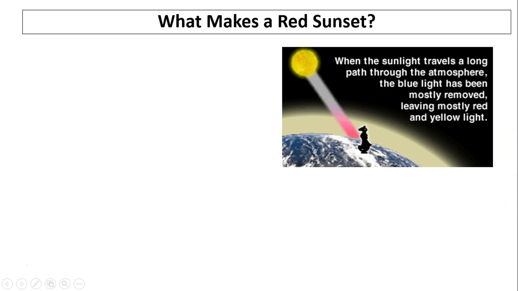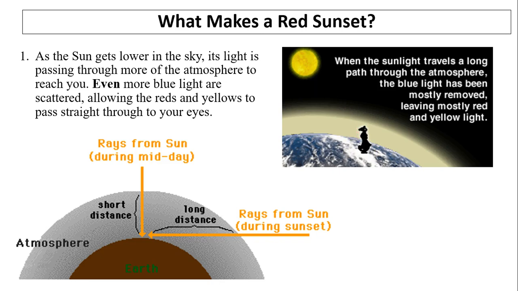Now, what makes the sunset red? As the sun gets lower in the sky, its light passes through more of the atmosphere to reach us. So here's the sun at midday, and here's the sunset in the evening. The distance is much longer. That means even more blue light is scattered, allowing the reds and yellows to pass straight through to our eyes. That's why the clouds reflect the red light and orange light, the lower frequencies of light.